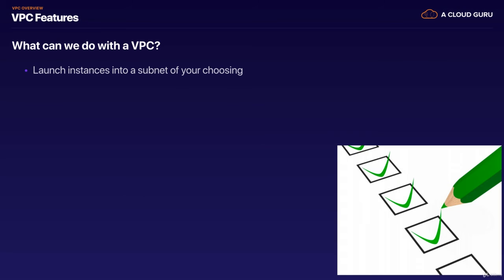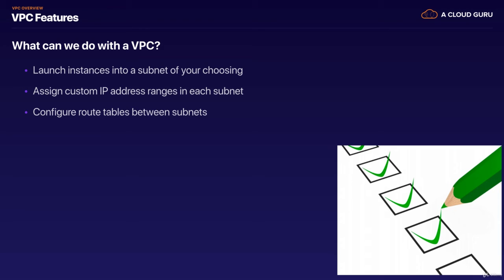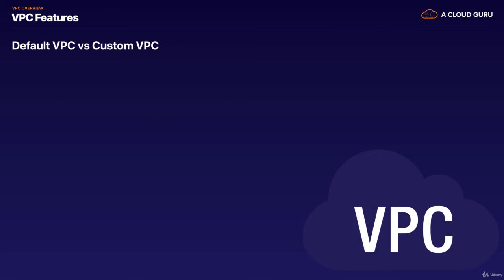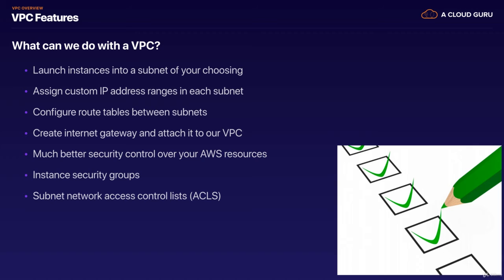So what can we do with a VPC? Well, we can launch instances into a subnet of our choosing, so we can choose our own subnet address ranges. We can assign custom IP address ranges in each subnet, which is what I just said. We can configure route tables between our subnets. We can create internet gateways and attach them to our VPC. And we get much better security controls over our AWS resources, and we can assign security groups to individual instances, but we can also have subnet network access control lists, or ACLs, as well. And we're going to look at how we can use those in a lecture coming up.